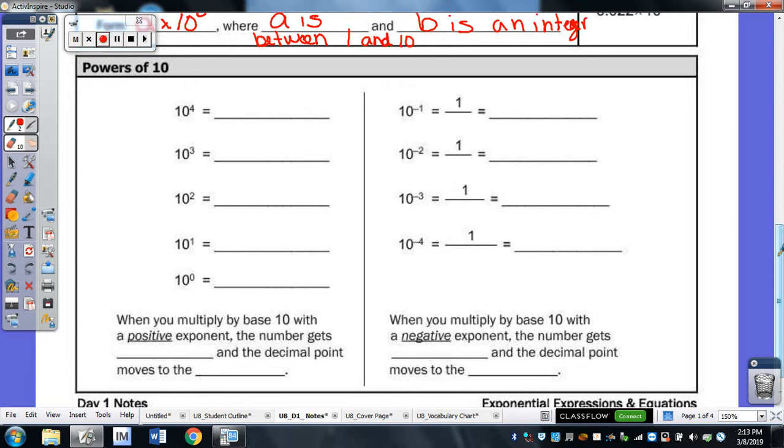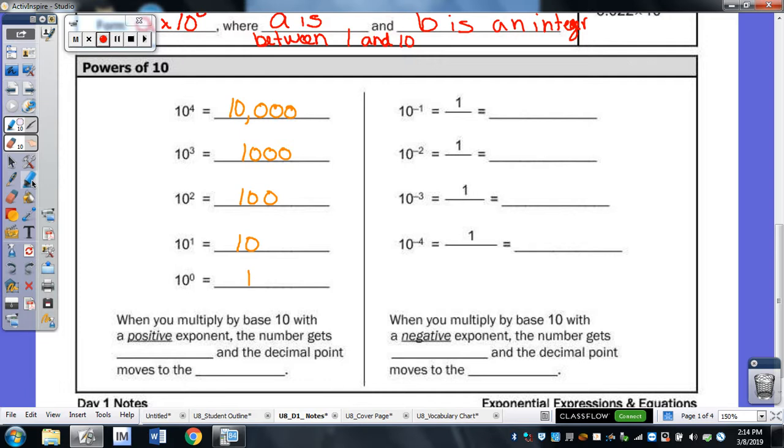So let's take a look at our powers of 10. 10 to the fourth means that we have 4 zeros there. So 10 to the fourth is really 10,000. 10 to the third would be 1,000. That means there's 3 zeros. 10 squared is what? 100. 10 to the first. And then 1. Anything to the 0 is always a 1.